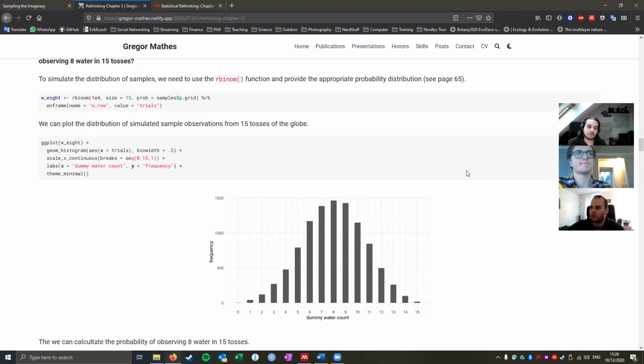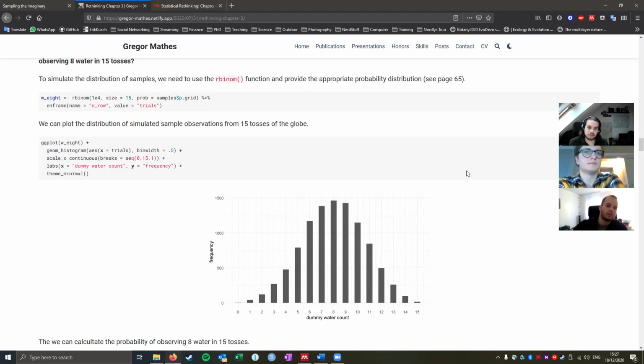We sample 10,000 values, and we again give the weight or the probability by the p-grid. And the next one, the end frame, is just to give it a nice name.